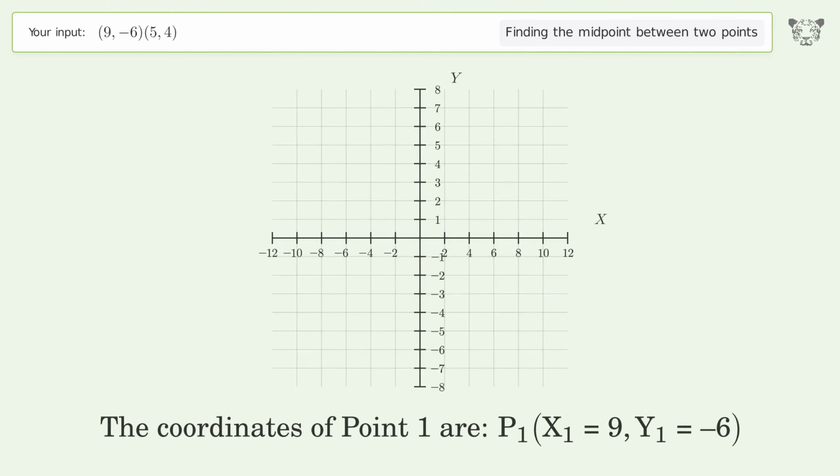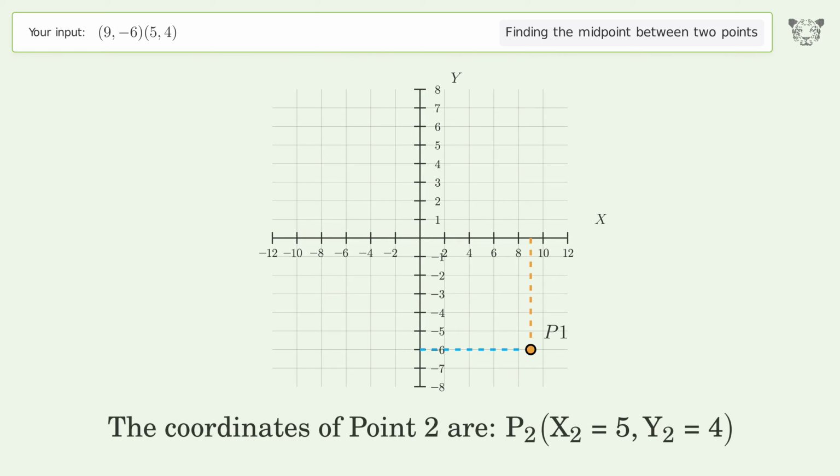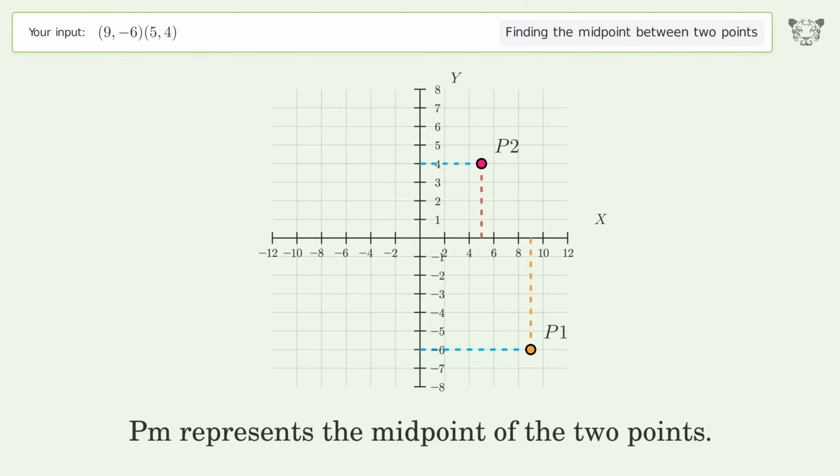The coordinates of point 1 are x1 equals 9, y1 equals -6. The coordinates of point 2 are x2 equals 5, y2 equals 4. PM represents the midpoint of the 2 points.